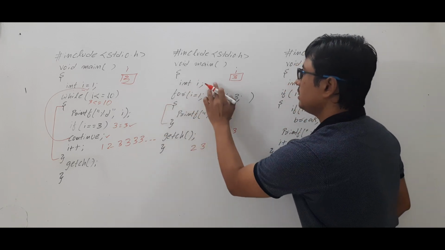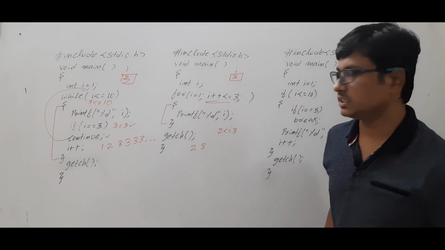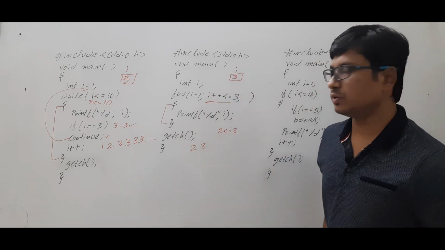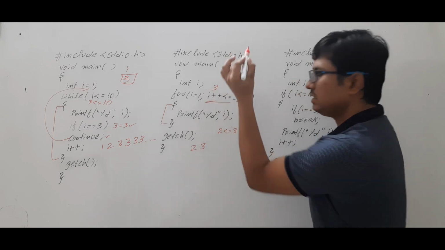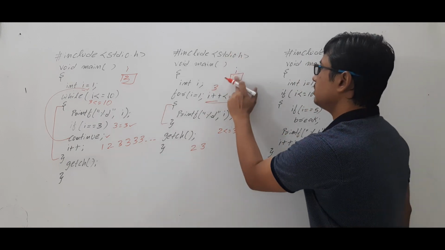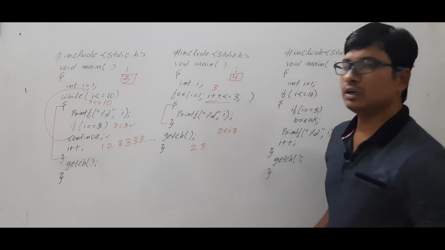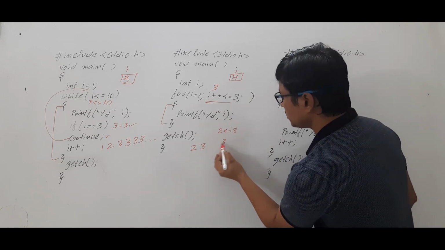Once you are done, again you will come to the test expression, I plus plus less than or equal to 3. What is the current I value? 3. So 3 will be assigned, then it will increment the I value because it is a post increment. Now 3 less than or equal to 3, they are checking.